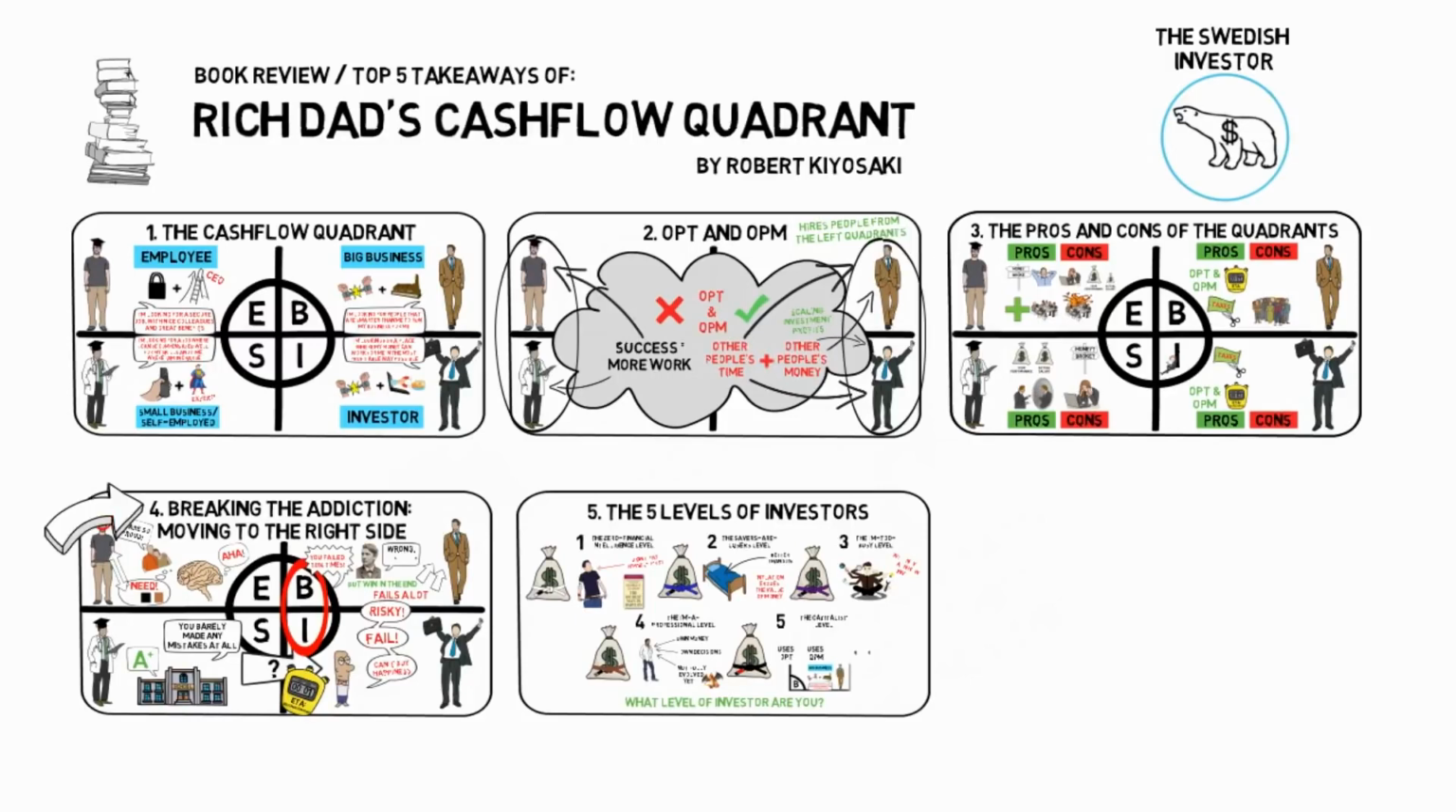If you wish to move to the B and I quadrants, you must learn to accept risks, make mistakes, and surround yourself with others that have achieved what you wish to do. There are 5 levels of investors, and the greatest profits go to the level 5 investor, who has learned how to implement business concepts in his investing approach.